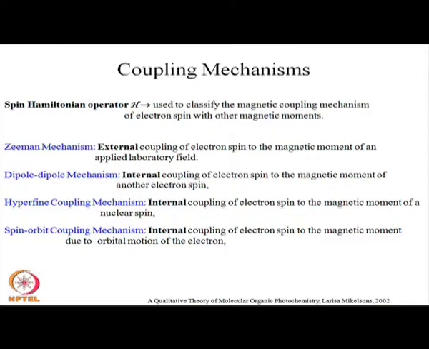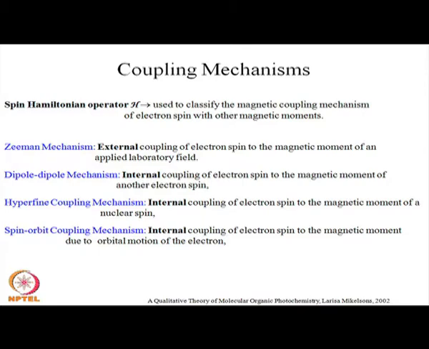So, there are various coupling mechanisms that are important. The spin Hamiltonian operator, H, is the interaction Hamiltonian of these two spins. It is used to classify the magnetic coupling mechanisms of electron spin with other magnetic moments. Other magnetic moments may be another nearby spin, or a nearby nuclear spin, because nuclear spin can also lead to some magnetic field around it.